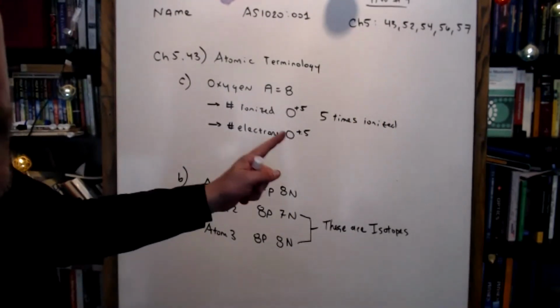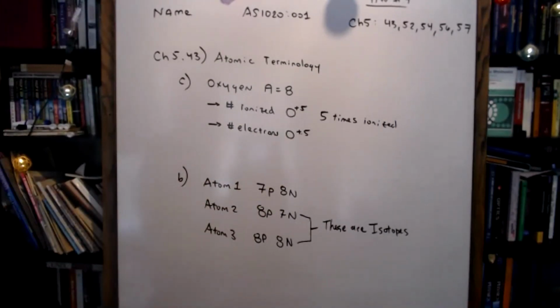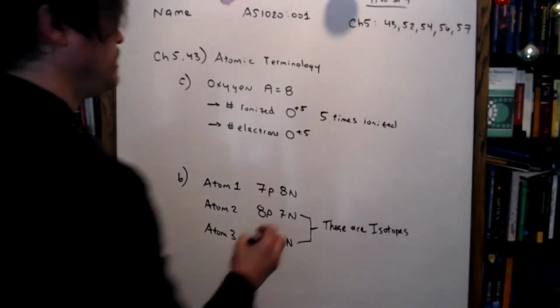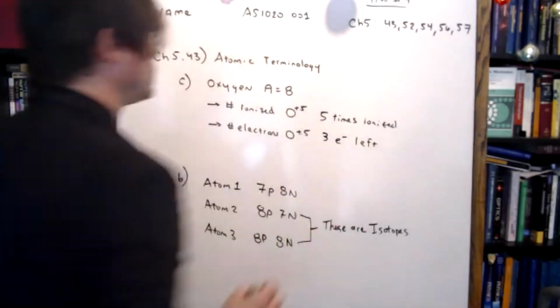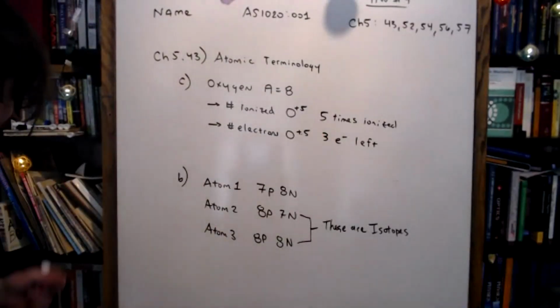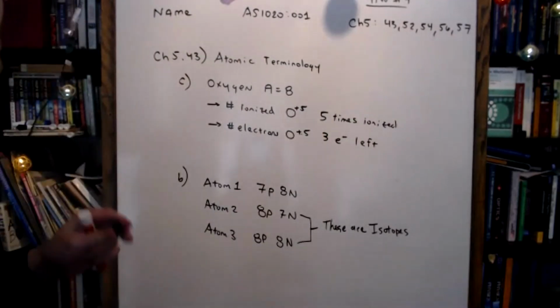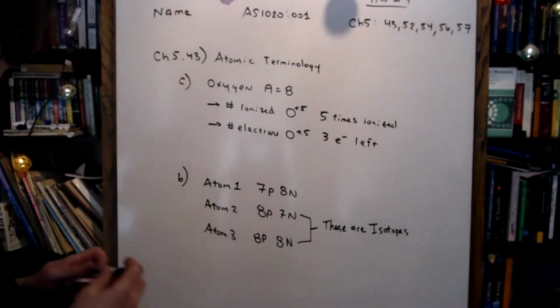No. An O+5 ion still has electrons. Yes. The universal symbol for electron is a little e with a minus sign next to it. Okay, that's number 43. Let me know when I can erase here.